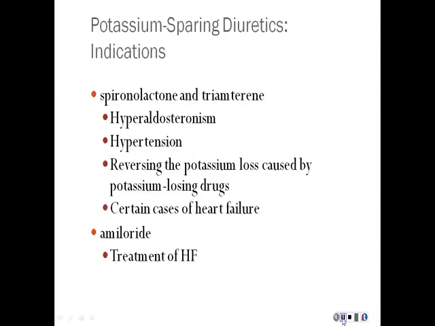when we're using potassium-losing drugs, and certain types of heart failure. One of the common features with heart failure is a hyperactivity of the renin-angiotensin-aldosterone system. So the aldosterone inhibiting activity helps. And what has been found is that hyperactivity of that renin-angiotensin-aldosterone system after a myocardial infarction, or heart attack, causes permanent damage to the ventricular wall called remodeling.